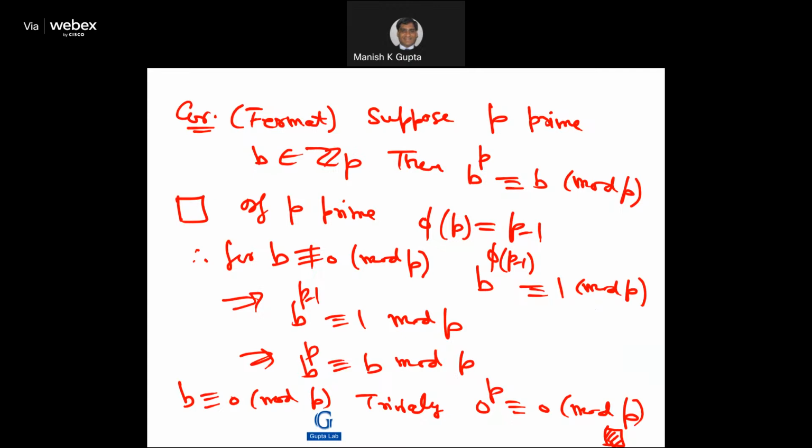Another corollary is Fermat's little theorem, right? Suppose p is a prime, b is a member of Zp, then b raised to power p is congruent to b mod p. That means b raised to power p minus 1 is congruent to 1. Obviously, because if p is prime, phi of p is p minus 1. So essentially it is the same result, right? Because phi of p is p minus 1. I mean, this is something straightforward.